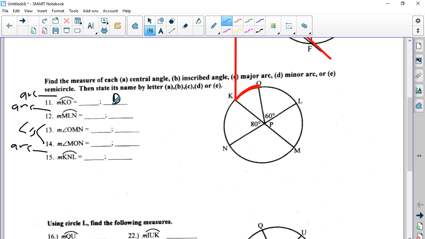MLN is either a major arc or a semicircle, so we have to look at it. Starting at M, going towards L, and around to N, that's more than a semicircle, so that is C, a major arc. And then K and L, starting at K, going towards N and around to L, that is also going to be a major arc.